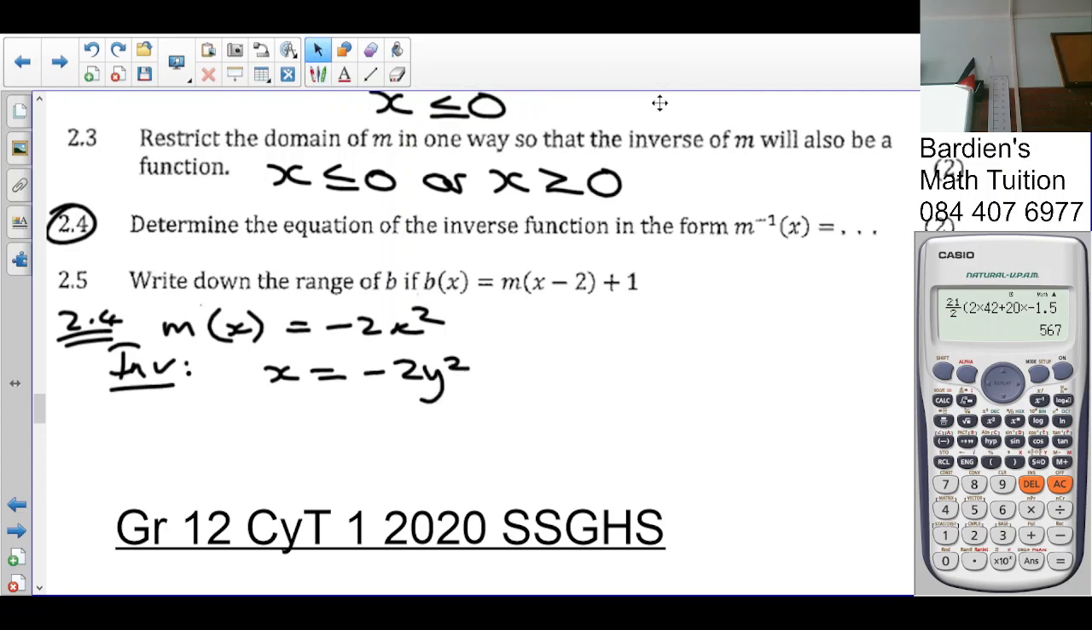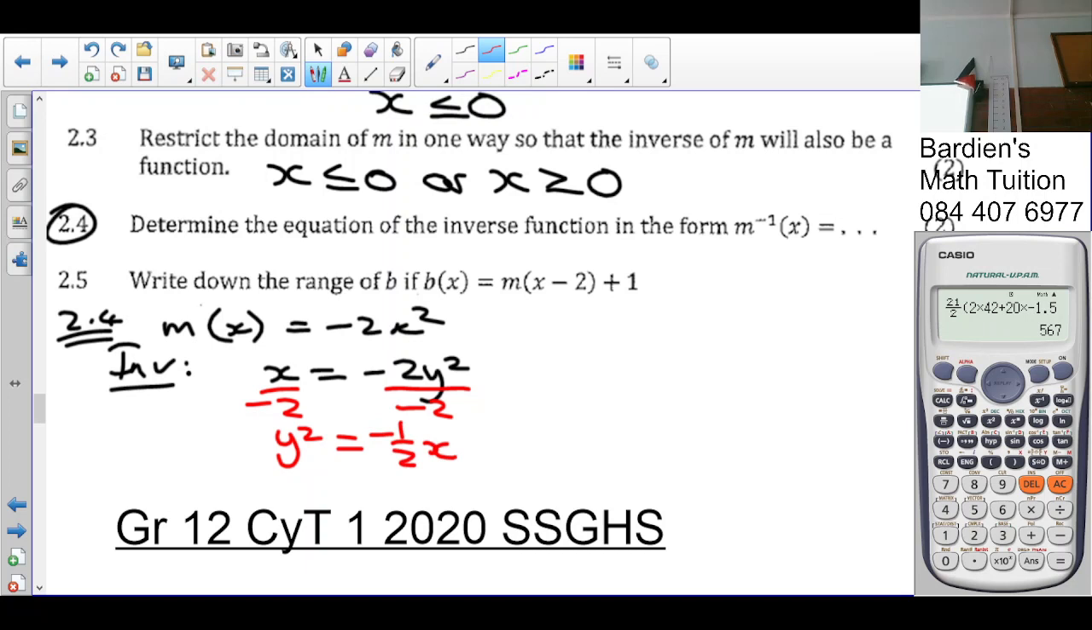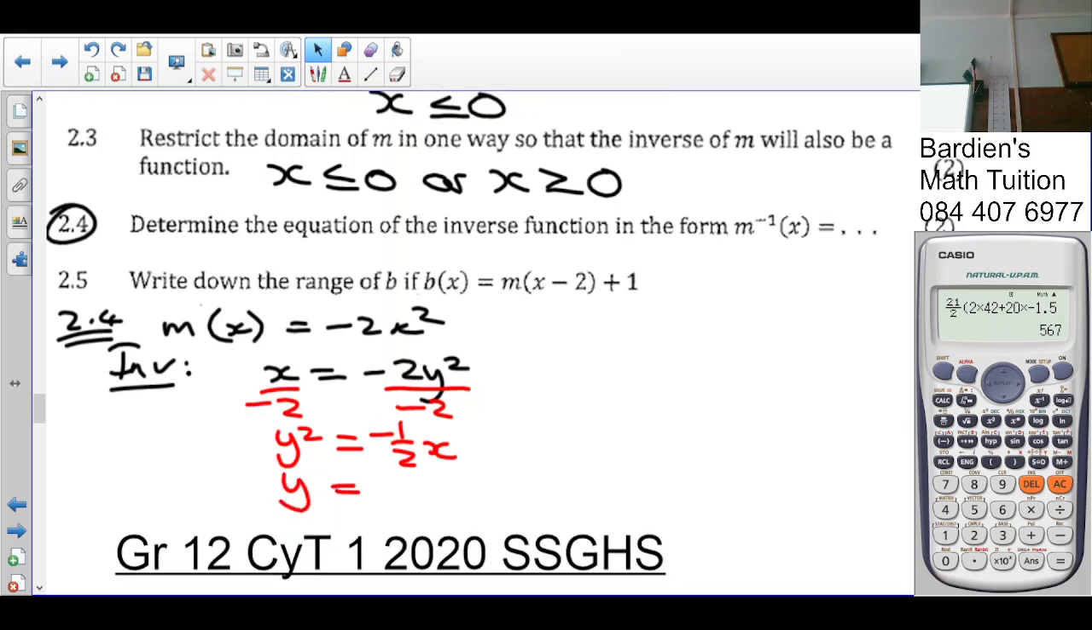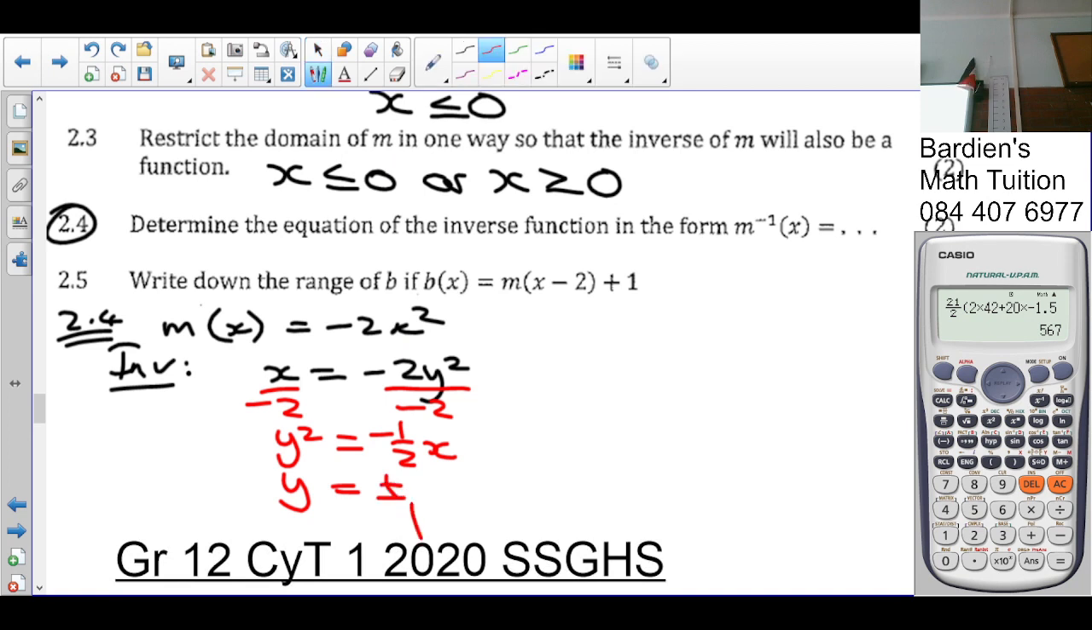So I need to make y the subject of the formula, so I divide both sides by negative 2. So we have y squared is equal to negative a half x. How do we get y on its own? I take the square root thereof. If I take the square root, I must not forget plus minus. So the square root of negative a half x.